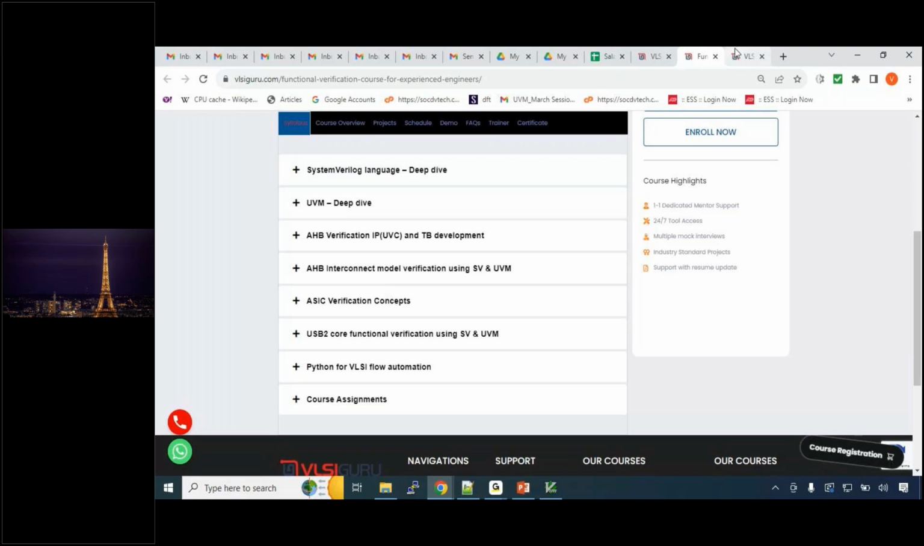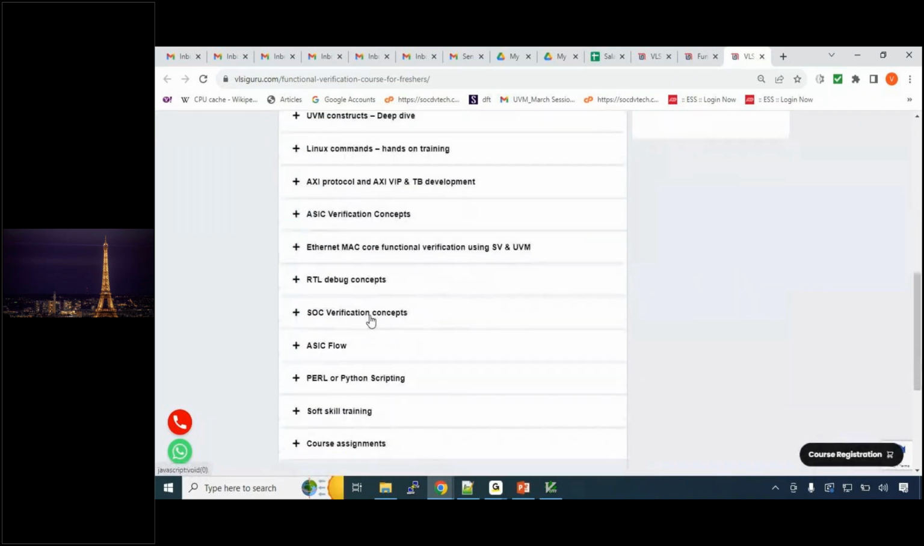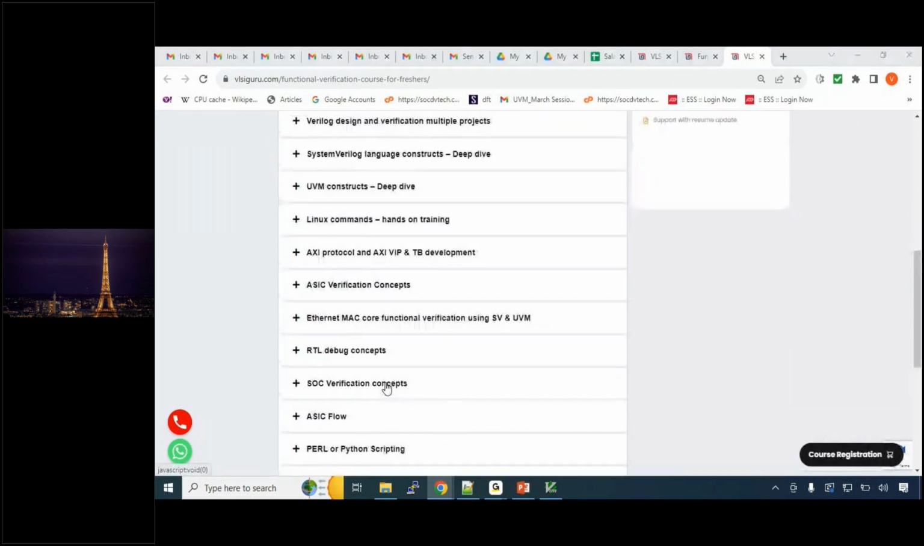From a fresher perspective, it starts with digital design, Verilog, projects, all these things. It also has Perl and Python scripting. I hope you have understood. Any other questions?